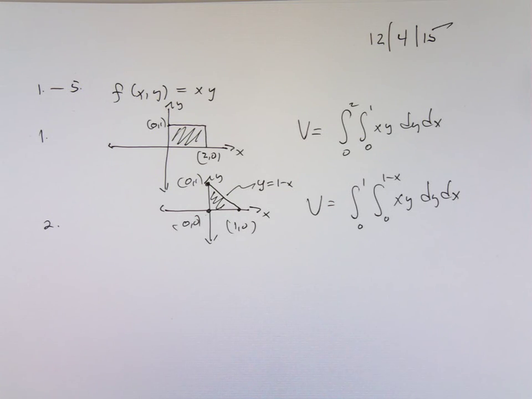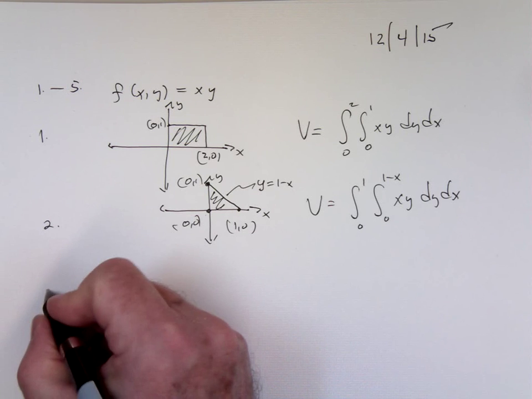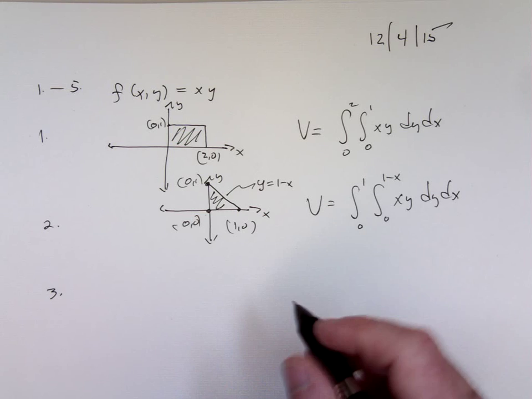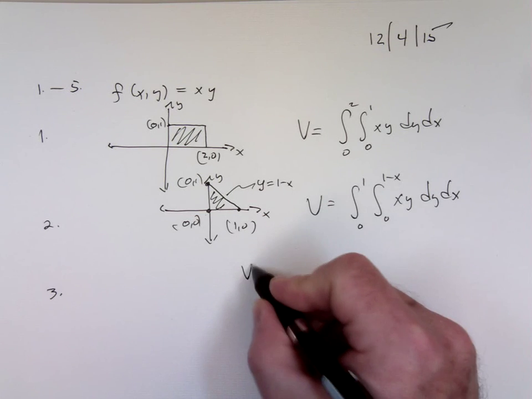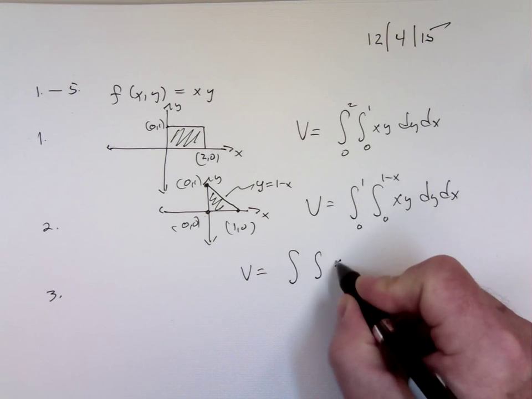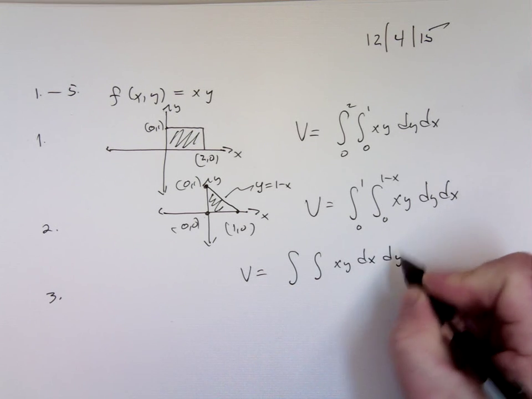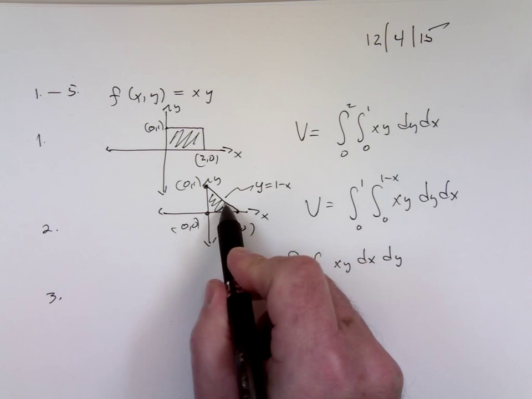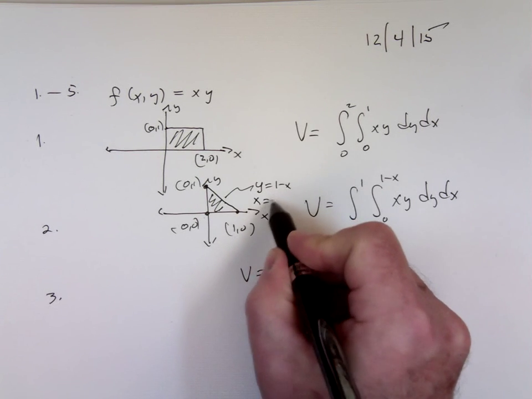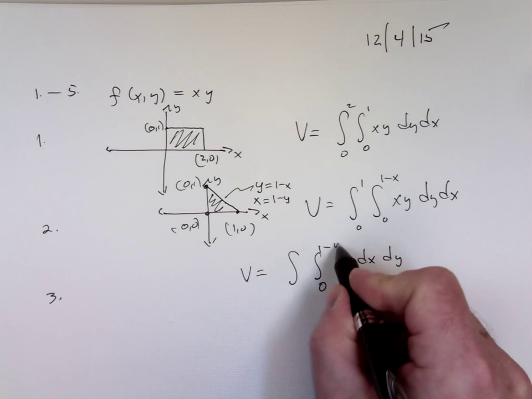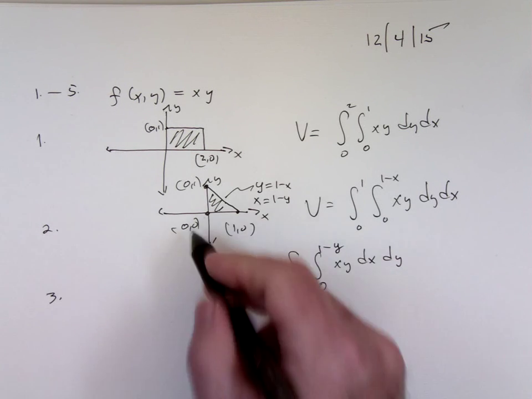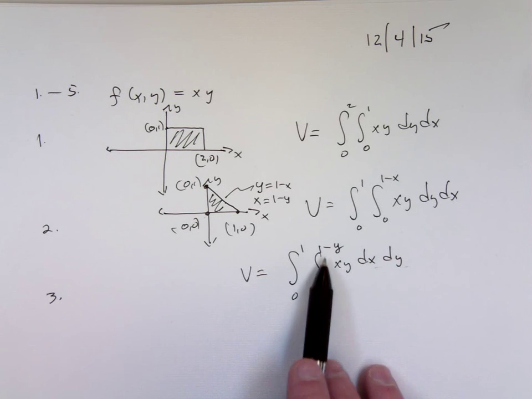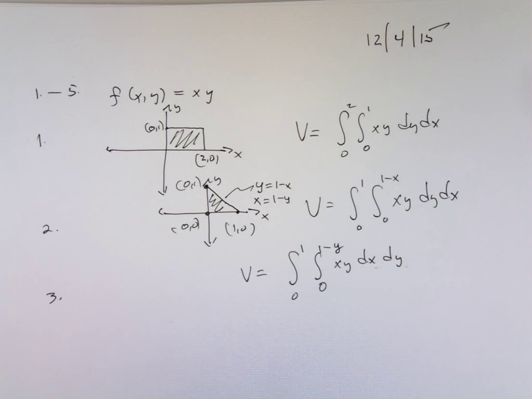All righty. Number 3. The triangle defined by the same triangle, but now we want to put it in reverse order. So the volume in that case is going to be a dx dy. The x's are going to go from left, 0, to right till we hit this. But what we have to do is solve for x: 1 minus y. The y's are going to go from 0 to 1. So the only thing different here is these got switched, and this is a 1 minus y instead of a 1 minus x. It's the only difference there.